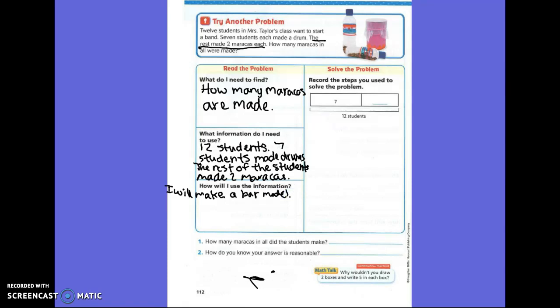Callie, what is our first step that we are going to do? We are going to figure out how many students made maracas. First, I need to find how many students made maracas. Then I will find a total for maracas.